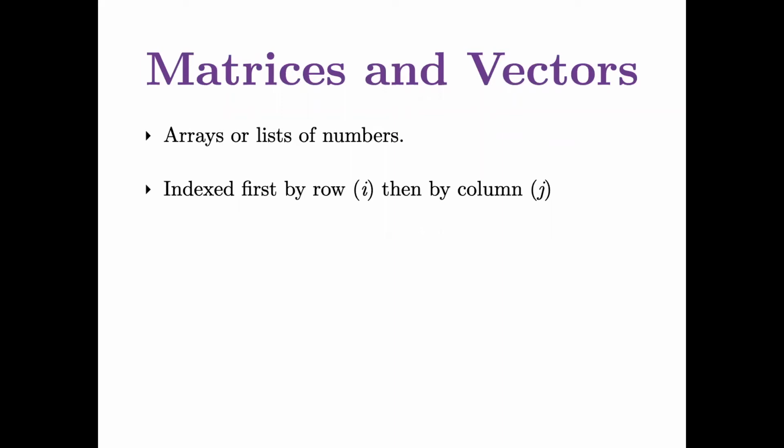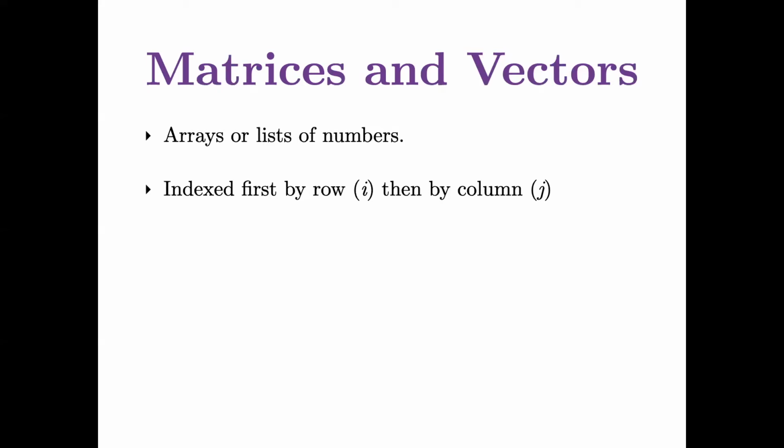To represent objects in higher dimensions, we use matrices and vectors. These are just arrays or lists of numbers. They're indexed first by their row and then by their column. It's important to know that matrices and vectors in all mathematical notation will be written in bold-faced print.